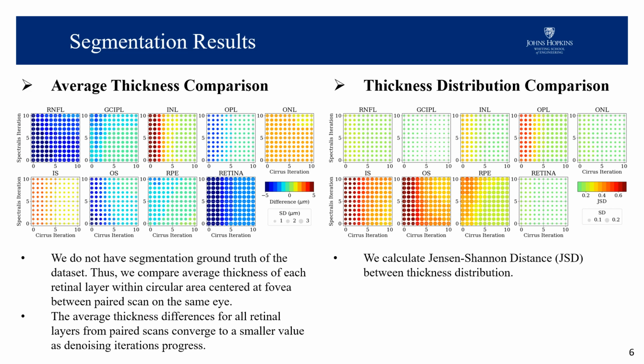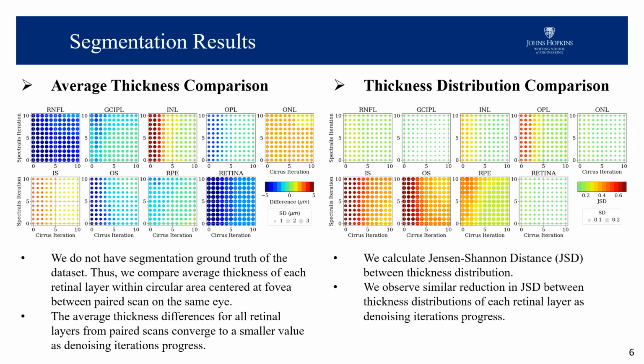Each subfigure shows the thickness distribution results for each specific retinal layer. The meaning of the horizontal axis and the vertical axis are the same as the left figure. The color of the scatter point shows the mean value of the Jensen-Shannon distance in the whole dataset. The red shows large distance. The green shows the smallest distance. The size of the scatter point shows the standard deviation of the Jensen-Shannon distance in the whole dataset.